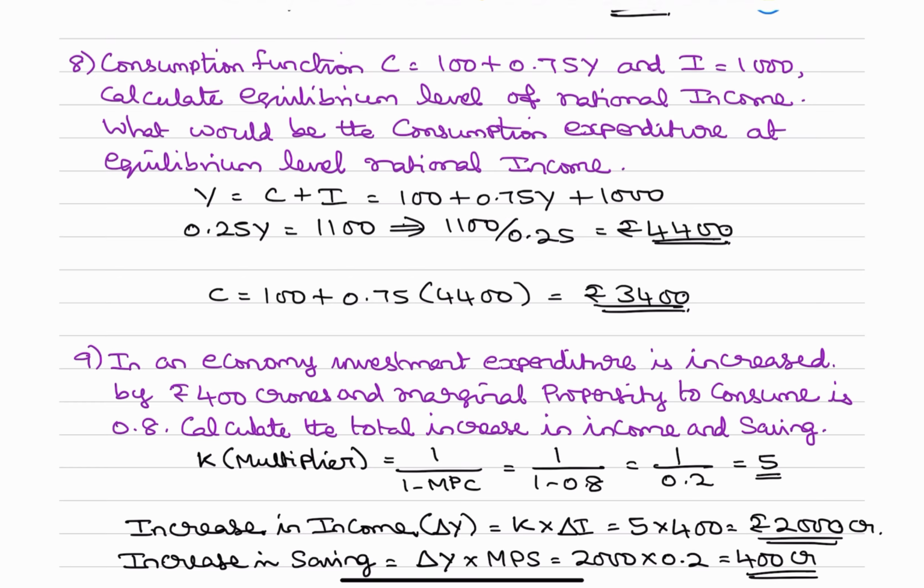Y is equal to C plus I. Substituting the functions and the values and simplifying the equation, you get the value for the income as 4400. Consumption is equal to 100 plus 0.75y. Substituting the value of y, you get 3400 as consumption.